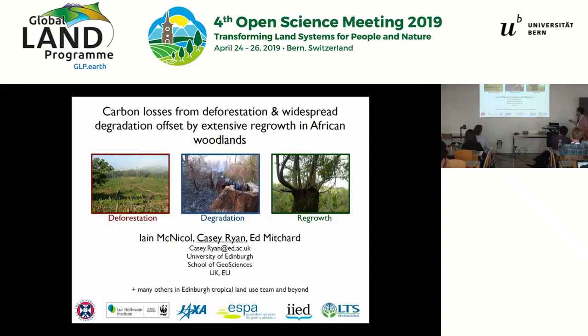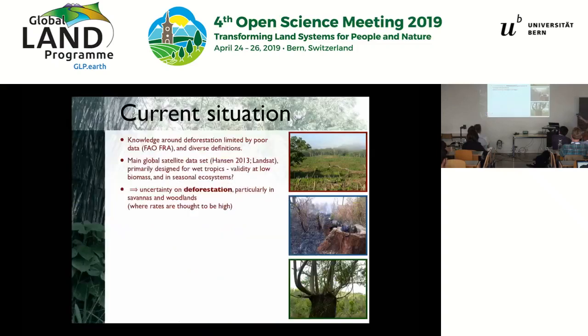So I'm going to talk about these three processes: deforestation, degradation, and regrowth. Probably in descending order, we know a fair bit about deforestation, we know very little about degradation, and really not much at all about the regrowth dynamics of this system. Even for deforestation, the situation's not great. If you look at national reports of deforestation rates, they're very inconsistent.